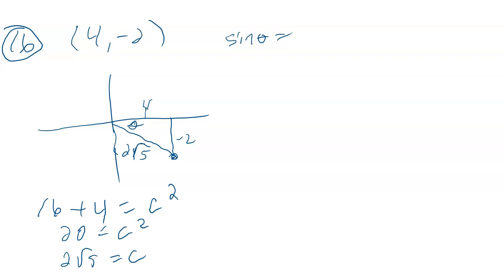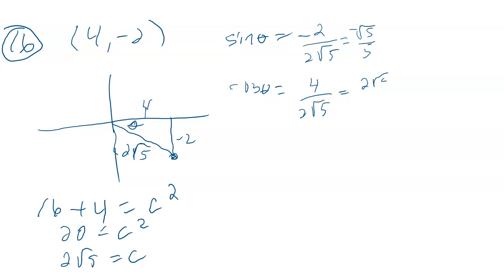And then I just plug everything in. So sine is opposite over hypotenuse, so -2 over 2 rad 5. I can rationalize, the 2's are going to cancel out, so you get negative rad 5 over 5. Cosine theta is going to be adjacent over hypotenuse, so this is going to be 2 rad 5 over 5, and it's going to be positive. Tangent theta is opposite over adjacent, so negative 2 over 4, or 1/2.